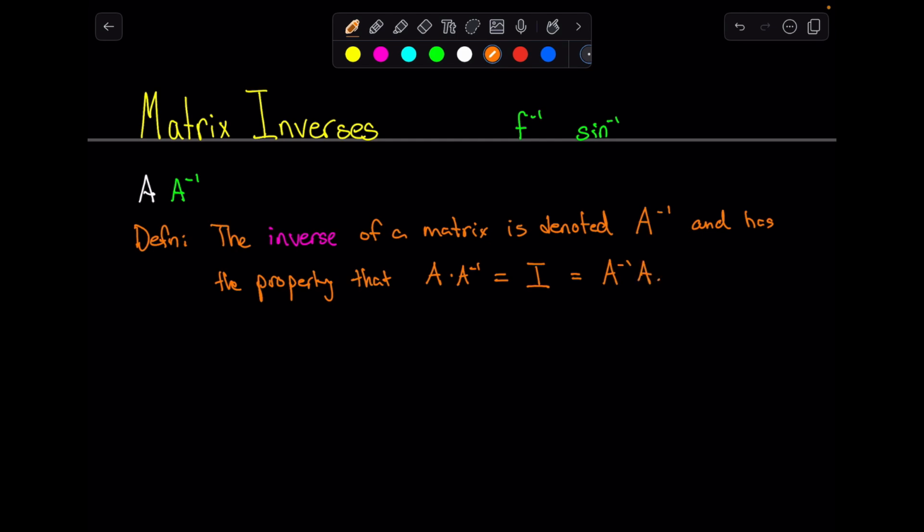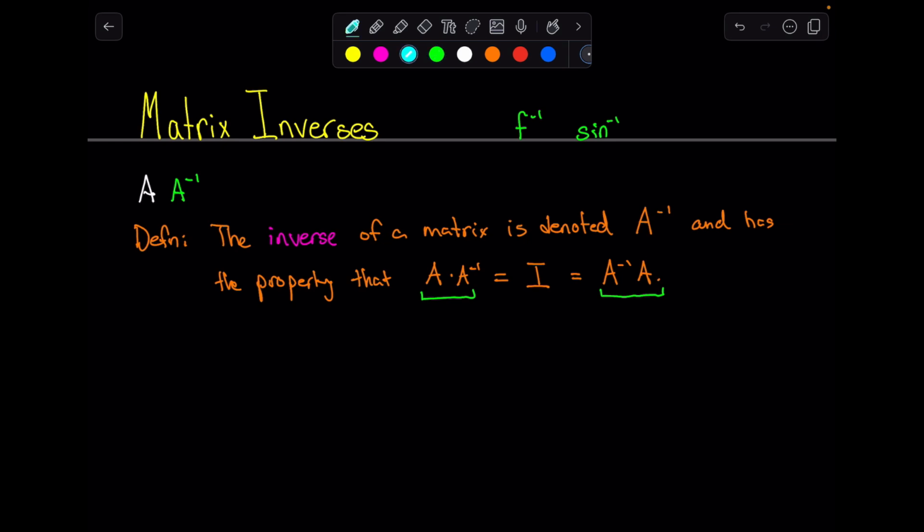Okay, and you might wonder, why do I have to check this? Why do I have to check both directions? Because if you remember in the last video, we found out that multiplying by matrices in different directions will give you different answers. So it is important that we check that this goes both ways.